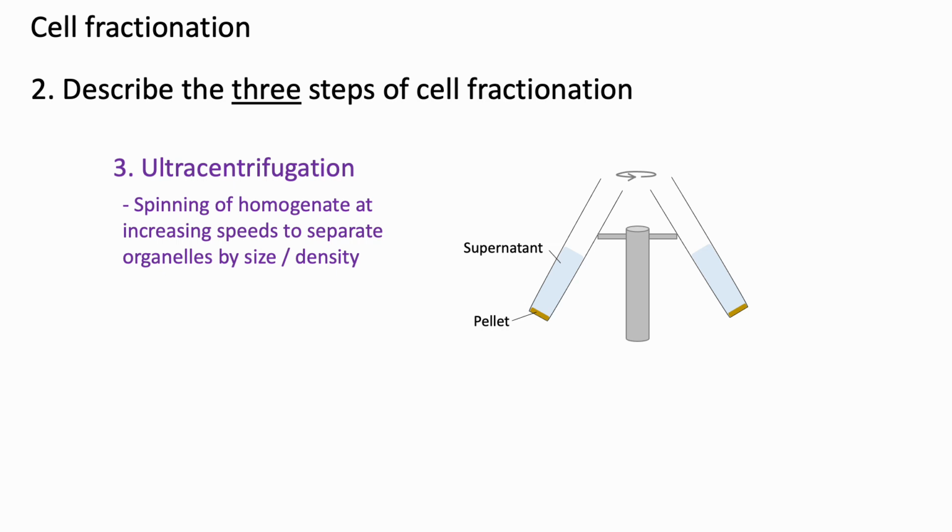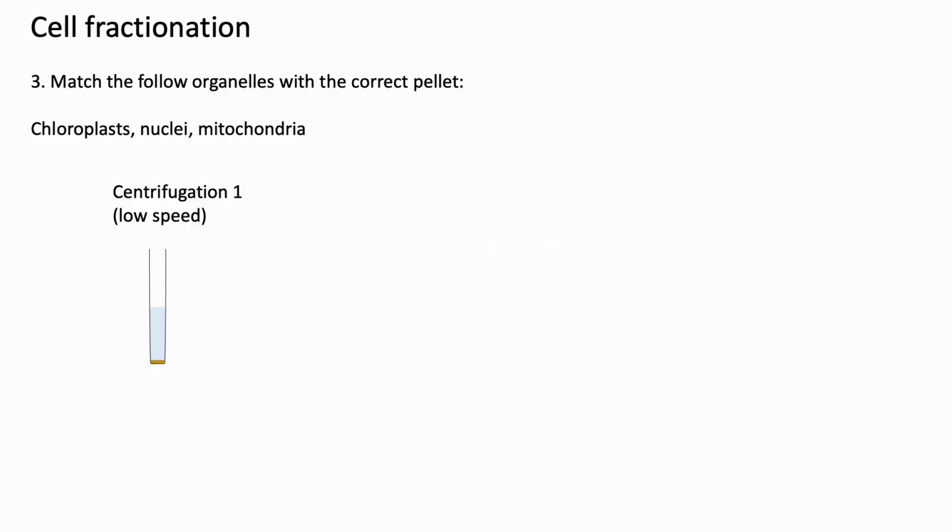So let's take a look finally at question 3. So I ask you to match the following organelles with the correct pellet: chloroplast, nuclei, mitochondria. So we would have our homogenate in a tube. We would begin by centrifuging at a low speed. So our first centrifugation would be a relatively low speed, and we would get a pellet, and we would have the heaviest organelle in that pellet, and that would be the nuclei. So I'll reveal that in a minute.